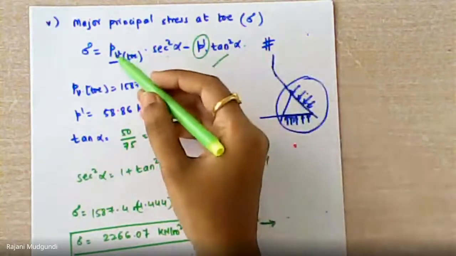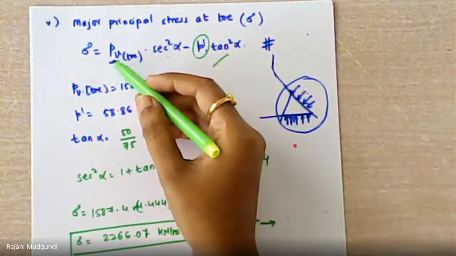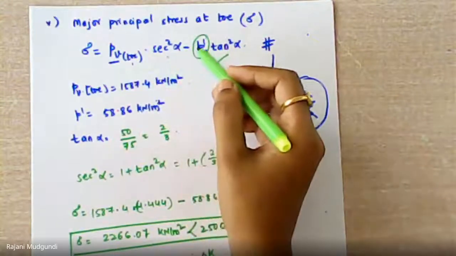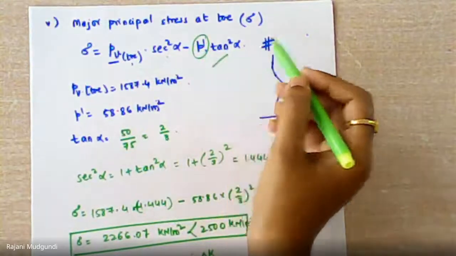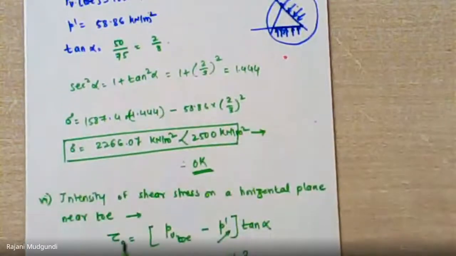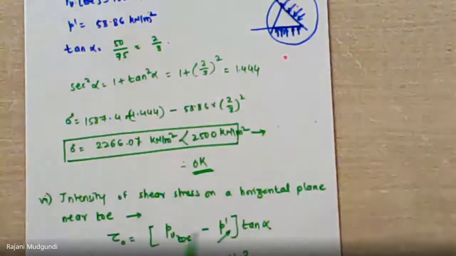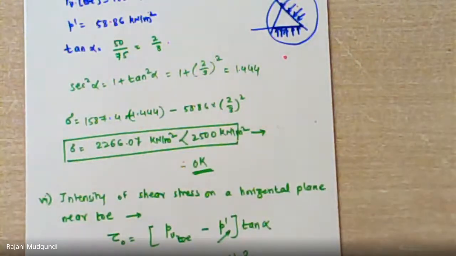Formula is PV, or vertical stress at toe, into sec square alpha minus P dash into tan square alpha. Whereas the last one, intensity of shear stress on a horizontal plane near the toe, is given by PV at toe minus P dash into tan alpha. Right? So a few of the formulas are from the derivations that we have written.